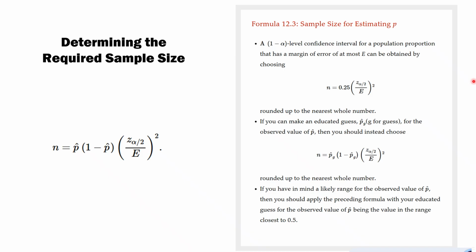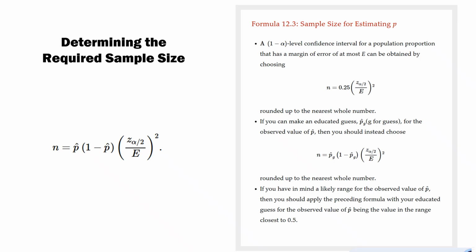But there's another case. You can make an educated guess on what your P hat is. And that's when you would use this formula here. And you can see that they denoted it P hat G for guess. So this is usually smaller and more efficient because it uses any prior knowledge that you have. So there's an important tip here. If you think that P hat is in a range of like 0.3 to 0.4, use the value closest to 0.5. This keeps your sample size from being too small. You want to make it conservative.